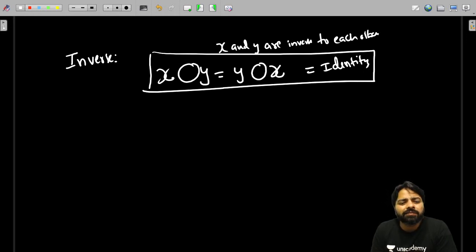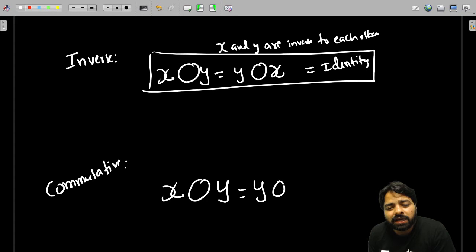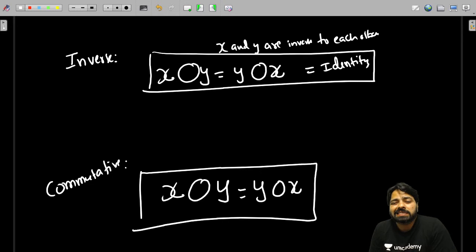And commutative looks similar but is not the same definition. In commutative, x and y are any two elements; they don't need to be inverses, but x operated with y should be equal to y operated with x. So when you switch the operands, the result should be the same. Then we say commutative. Here we don't say x and y are inverse to each other. We don't check that in commutative.